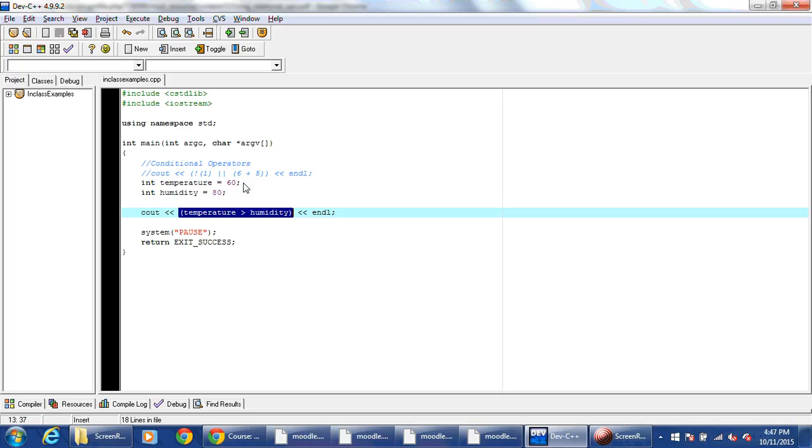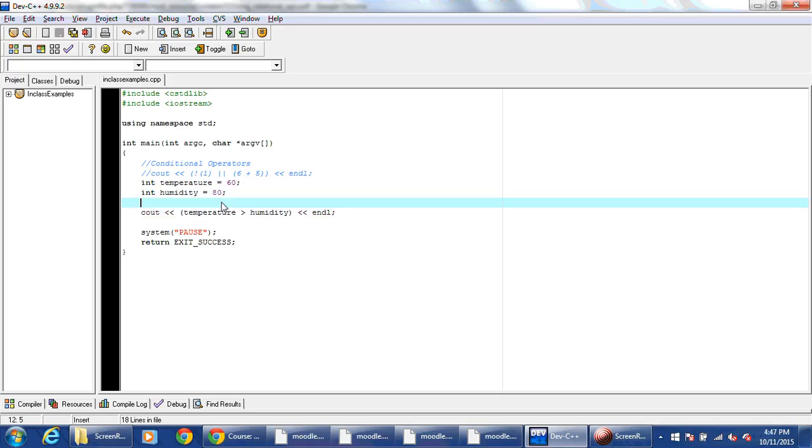So for this particular expression, the way you would read it is temperature greater than humidity? And if we substitute the values and say, is 60 greater than 80? And I'll write it here. Is 60 greater than 80? You just ask the question to yourself and you answer it as if you were asking yourself just in a normal language sentence. Is 60 greater than 80?